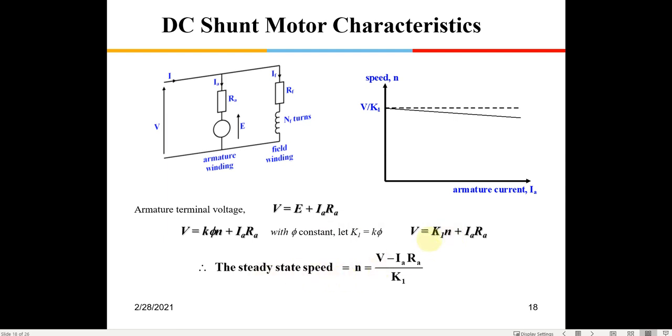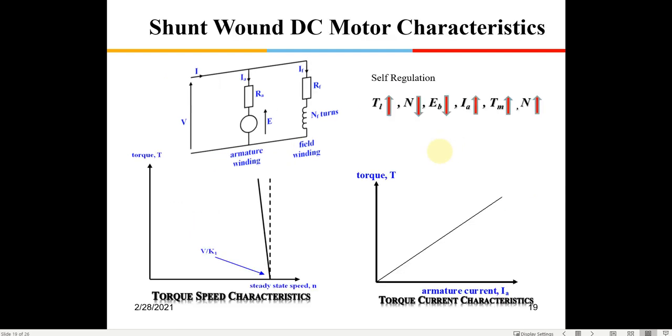So if I try to equate these things, I can write N equal to V minus IA RA by K1. So if you see, this is the steady state speed of a motor. If you put IA equal to 0 initially, as IA approaches 0, the speed will be V divided by K1, and as you increase the IA, you will find a small drop in the speed. That is because of the drop in IA RA. Okay, so this will be more clear in the very next slide.